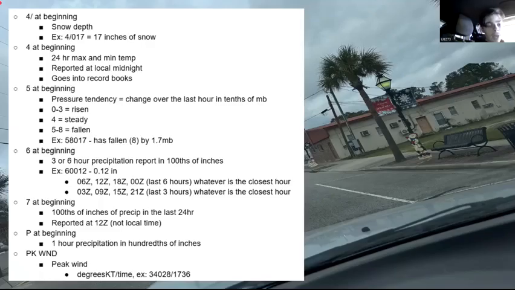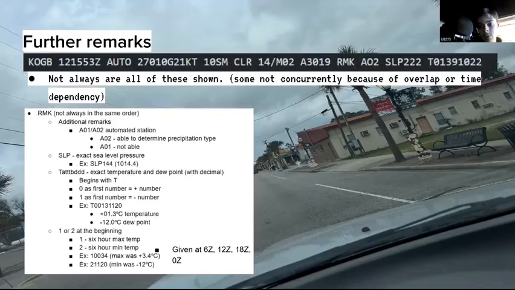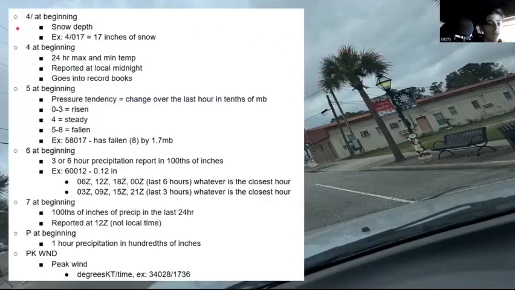If you see a 4 and a slash at the beginning of a series, because remember, all these have a space in between them, if you saw something that begins with a forward slash, that's telling us snow depth. Here's an example: if you had forward slash 017, the forward slash tells us that it's snow depth, then 017 is in exact whole inches of snow, so 17 inches of snow.